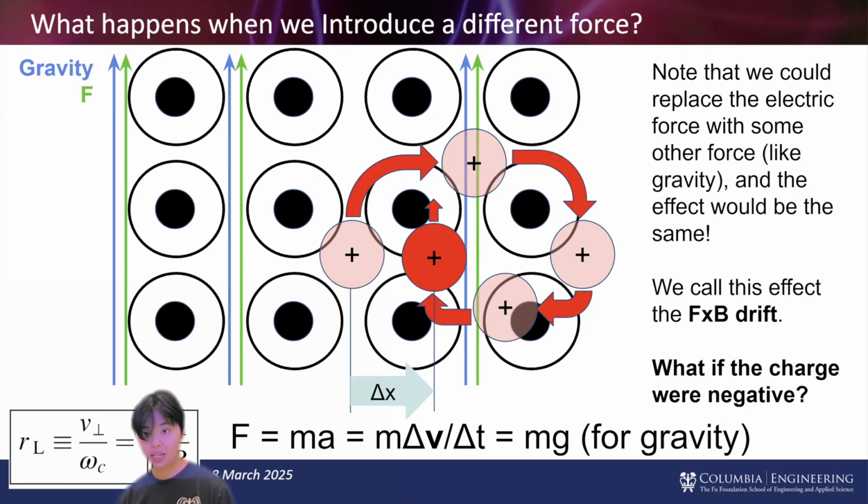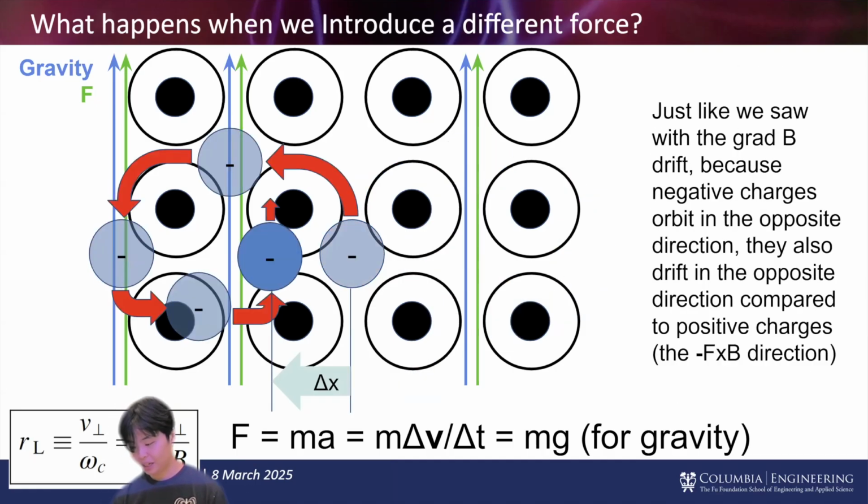So what happens when we introduce a different force? This would be the exact same effect. If I had gravity going upwards for some reason, it would do the same thing. That's just called an F cross B force. What would happen if the charge was negative? It would have the same effect, because like a grad B drift, the negative charge orbits in the opposite direction around the magnetic field line, so it will drift in the opposite direction, in the negative F cross B direction. So instead of pointing upwards, you can point downwards and out of the page. The cross product rule is hard to show over Zoom.